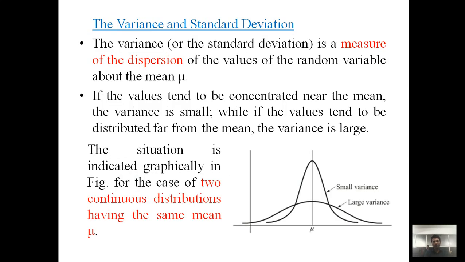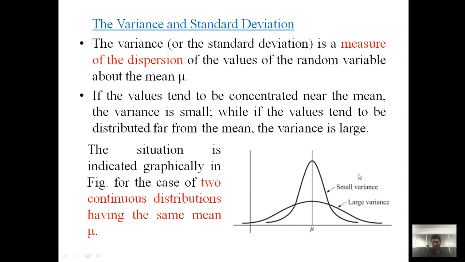Today we shall learn about variance and standard deviation. Now, this is a particular case of measure of central tendency. So the first one, variance. Standard deviation is a measure of dispersion of the values of the random variable about the mean mu. Mean is just an average, also known as the expected value or mathematical expectation.